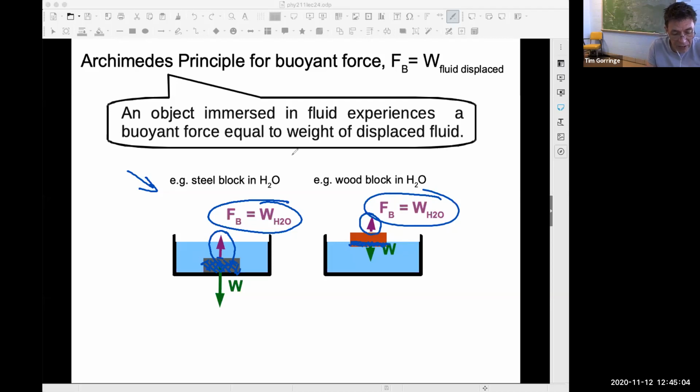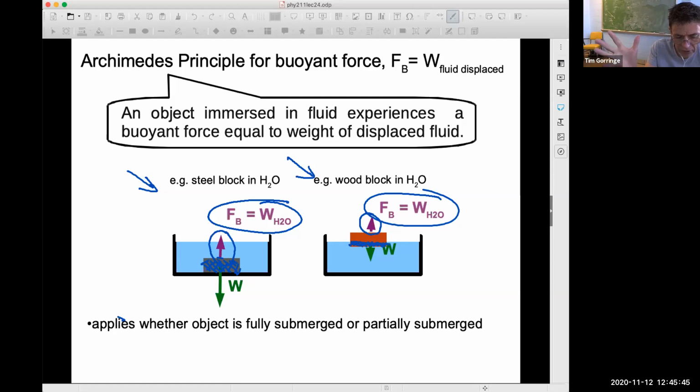Now you notice that actually a difference between the floating situation on the right and the sunken situation on the left, so the wooden block and the steel block, is that the steel block has displaced its entire volume of water, whereas the wooden block only displaced a fraction of its volume of water. And that's the difference between sinking and floating. If something sinks beneath the surface of the water, the amount of water displaced is the entire volume of the object. If something floats on the top of the water, the amount of water displaced is a fraction, a portion of the volume of the object.